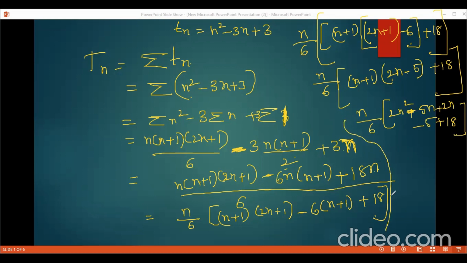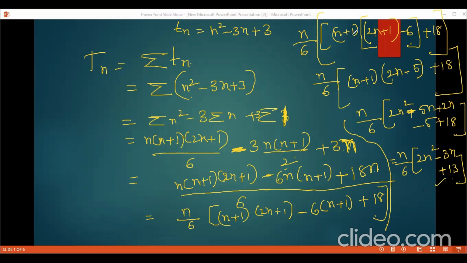Now, what do we get at last? n by 6 into 2n square minus 3n, 18 minus 5, that is plus 13. Okay. Now, n by 6 into 2n square minus 3n plus 13. So, this is our nth term of the series.